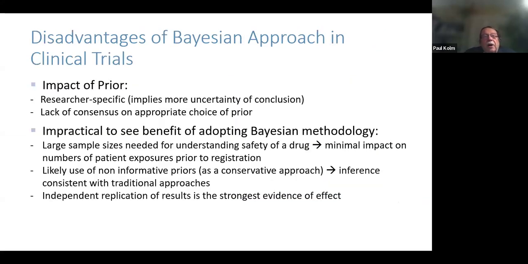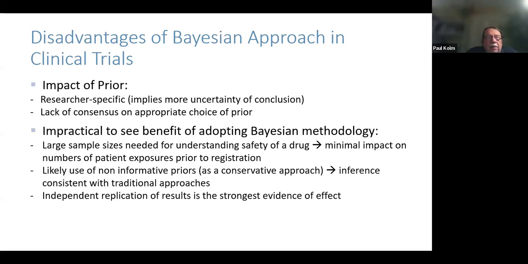The disadvantages are that the choice of the prior is probably the primary one, because you typically don't know what the distribution is. You're going to make some assumption for your prior, and it may be that you'll get lack of consensus on an appropriate choice of prior. A lot of times when you come across a Bayesian study, they use what's called a non-informative prior, but there can be problems with that as well.